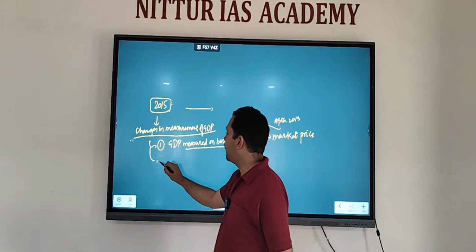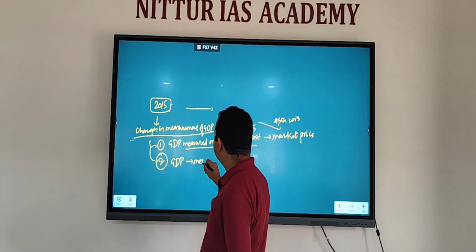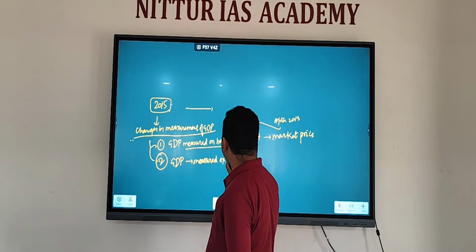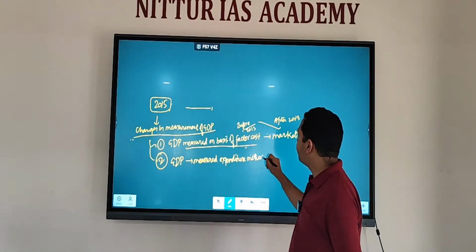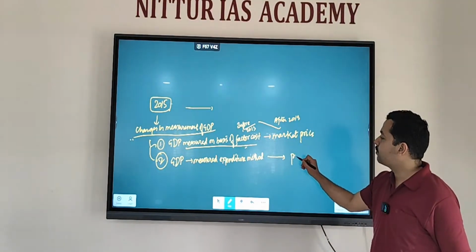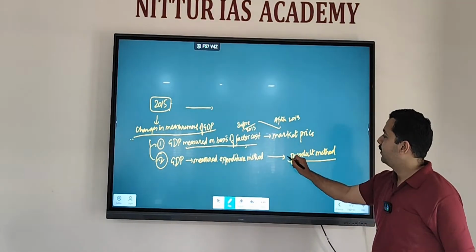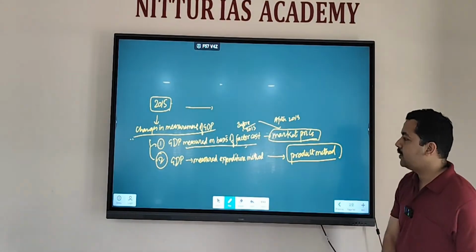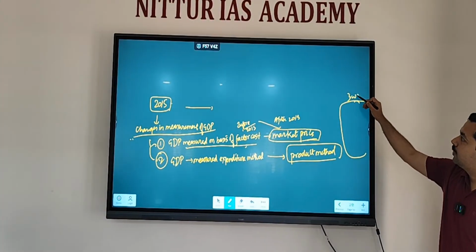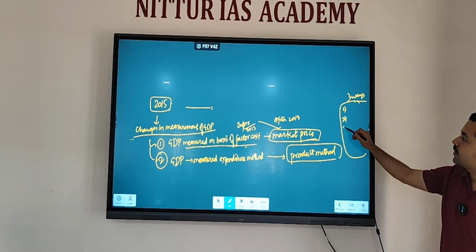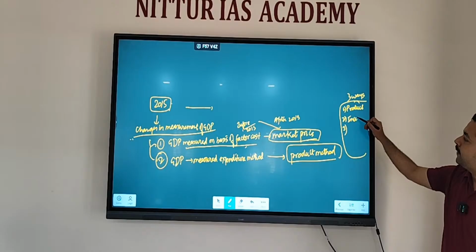Second thing that you have to keep in mind is, as we discussed, GDP earlier used to be measured through the expenditure method. Now post 2015 we have shifted towards the product method. Last class if you remember we discussed three ways to calculate GDP: the product method, income method and expenditure method.